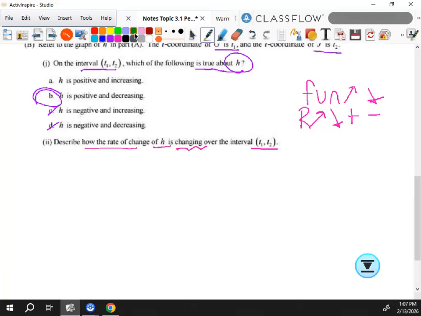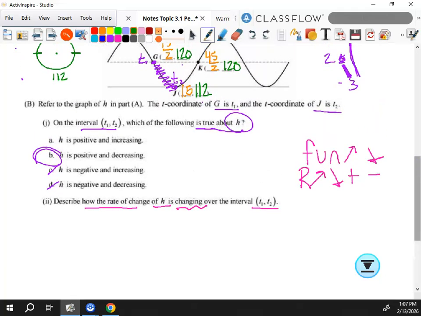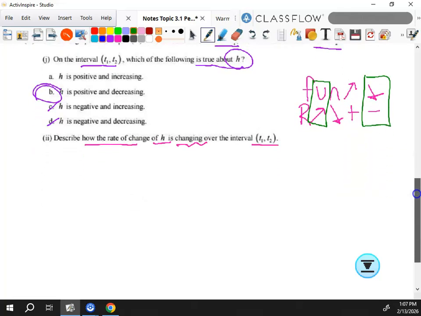So I'm still looking at that same little purple squiggly part. Is that part of the graph concave up or down? Up. So I'm going to label this right here so I don't lose track of anything. And is that part of the graph increasing or decreasing? Decreasing. So therefore, on T1 to T2, the rate of change is increasing and negative. Do we agree with that? Yeah. Okay. So now let's go back to this question.